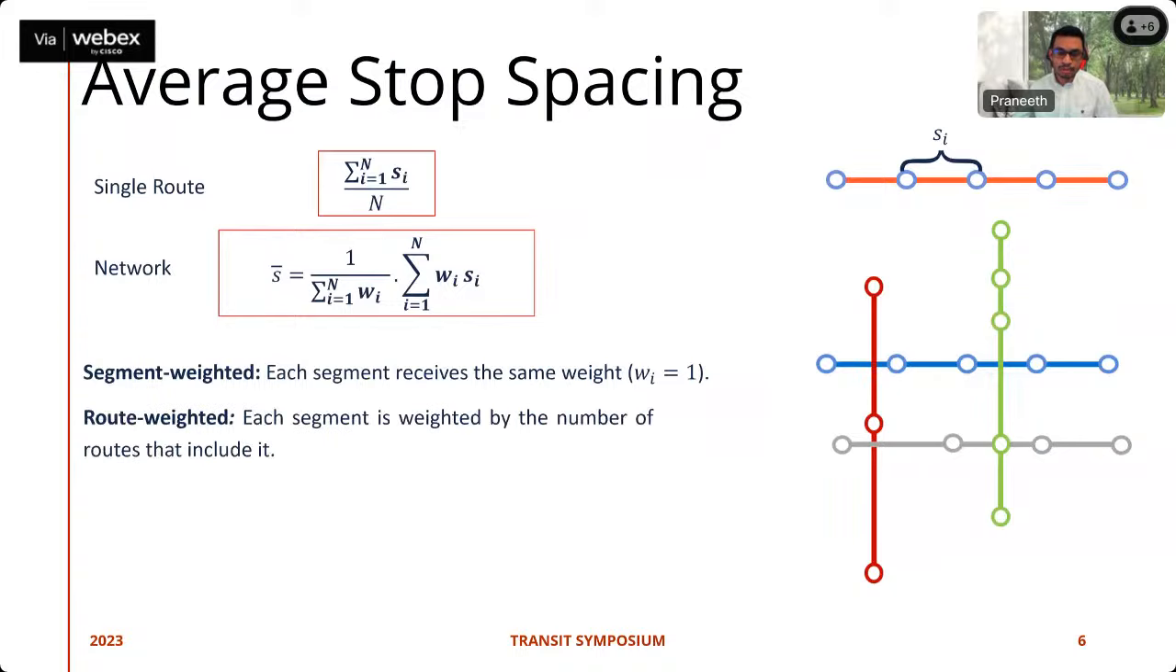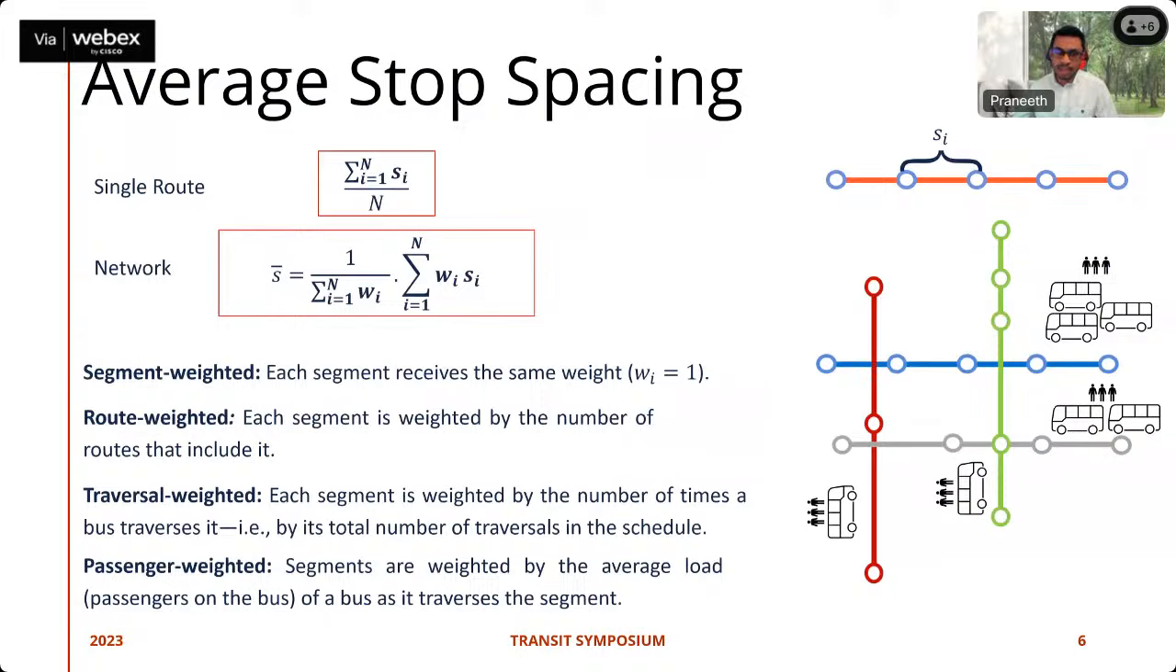To imagine this, imagine a bus that is traversing across all of these routes one time. But we know that in a transit schedule, typically each route is visited more than one time by the number of buses and the traversals on it. So if we weight by the number of traversals on each segment, we get the traversal weighted spacing. And if we also account for the number of passengers that are on these buses, we get the passenger weighted spacing, where the segments are weighted by the average load or passengers on the bus.